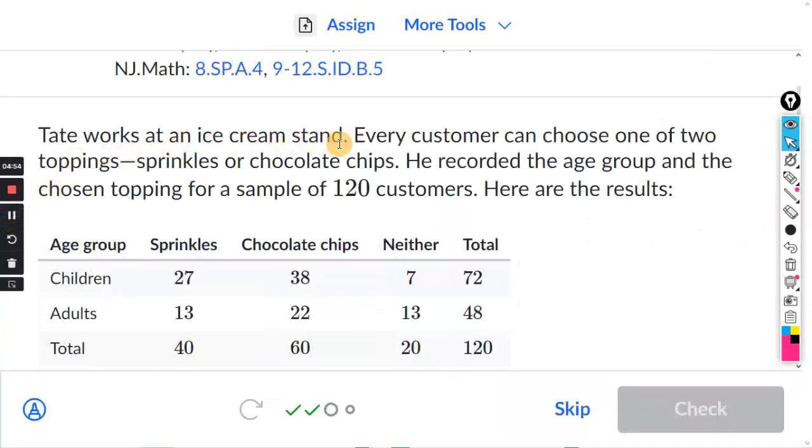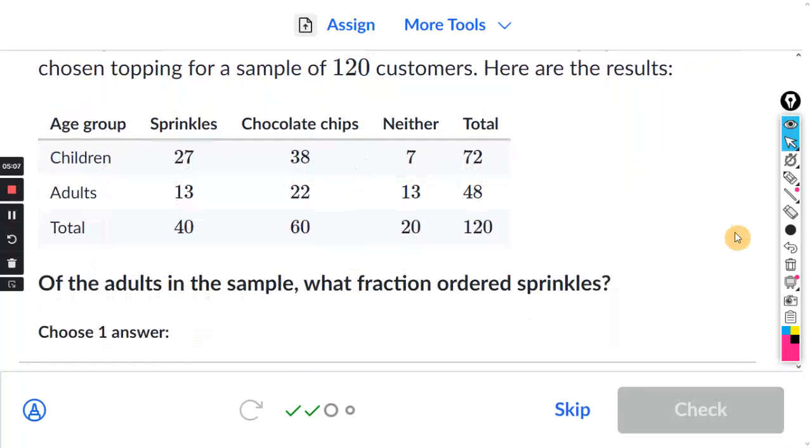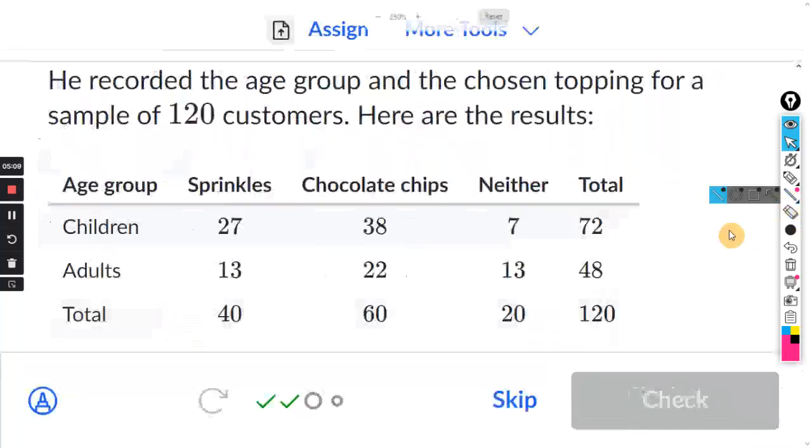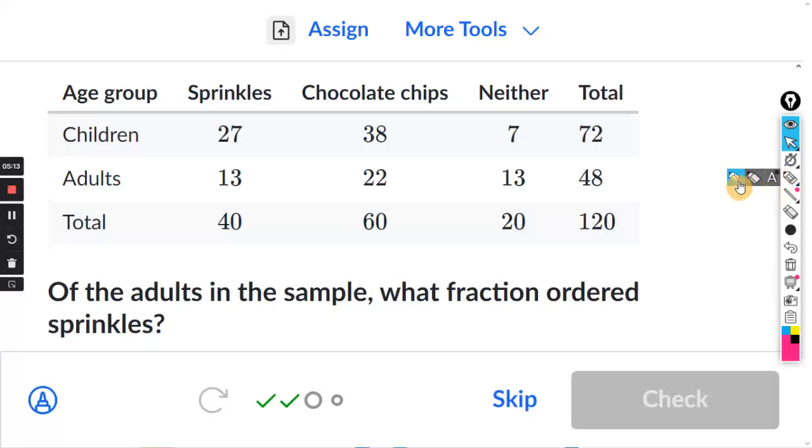Tate works at an ice cream stand. Every customer can choose one of two toppings, sprinkle or chocolate chips. He recorded the age group and the chosen topping for a sample of 120 customers. All right. So let's see here what they're asking. It says, of the adults in the sample, what fraction ordered sprinkles?